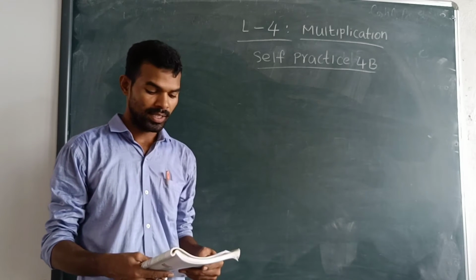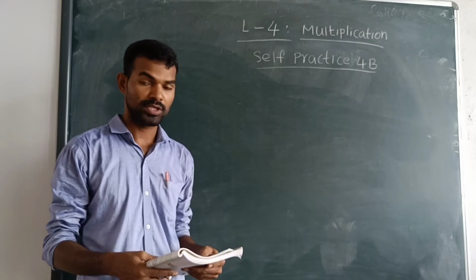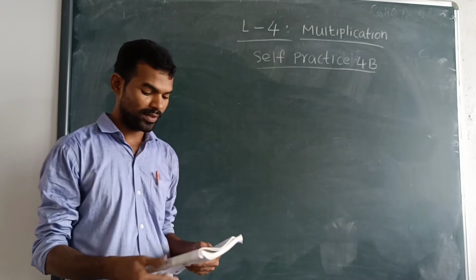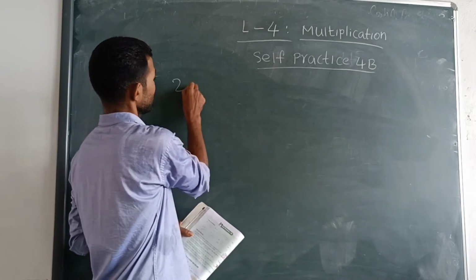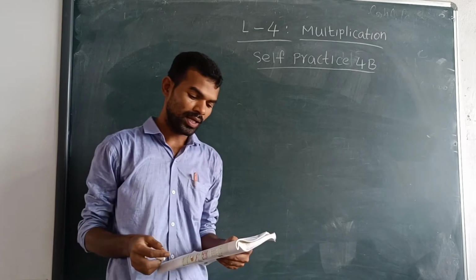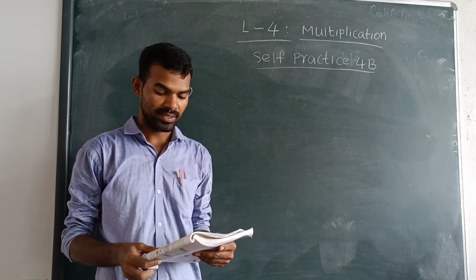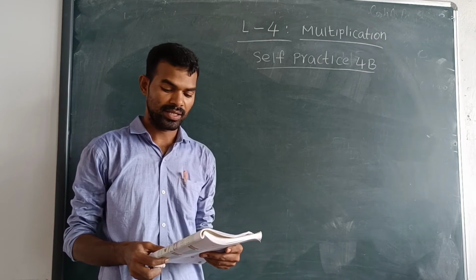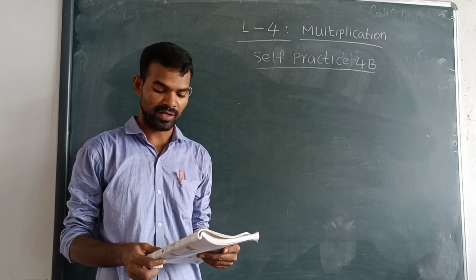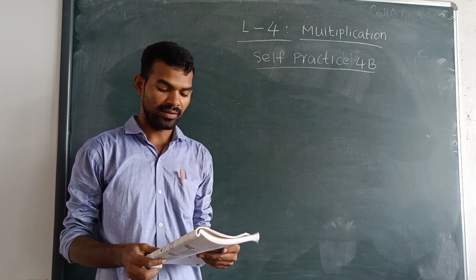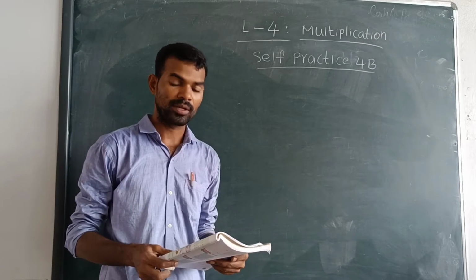Hello children, now let us see the problem solving. Question 2. Solve the following. Question 2 is given. A total of 2,718 students studying in a school contributed rupees 75 each for the flood relief fund. Find the total amount collected.